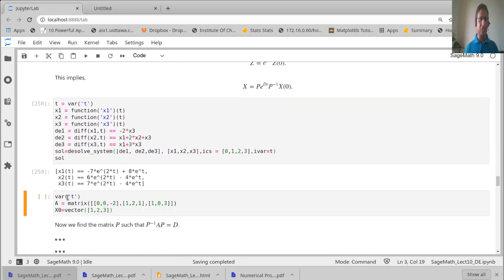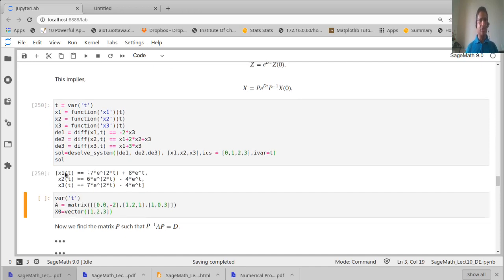So x1 is minus 7 e to the power 2t plus 8 e to the power t, x2 is 6 e to the power 2t minus 4 e to the power t, and x3 is 7 e to the power 2t minus 4 e to the power t. Okay, now let us look at how we are going to do this.